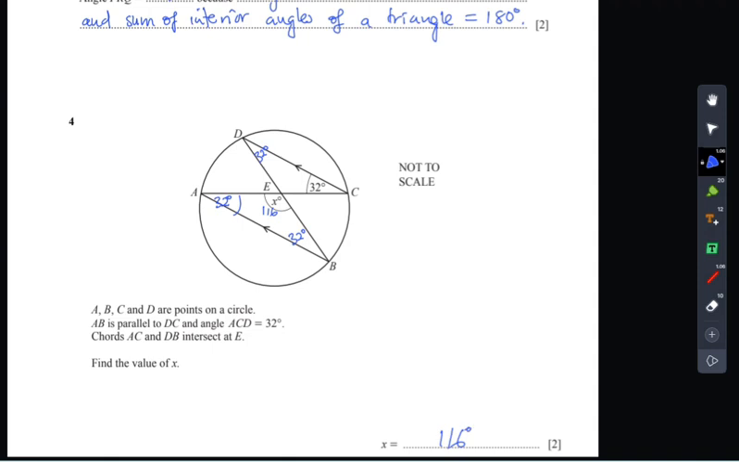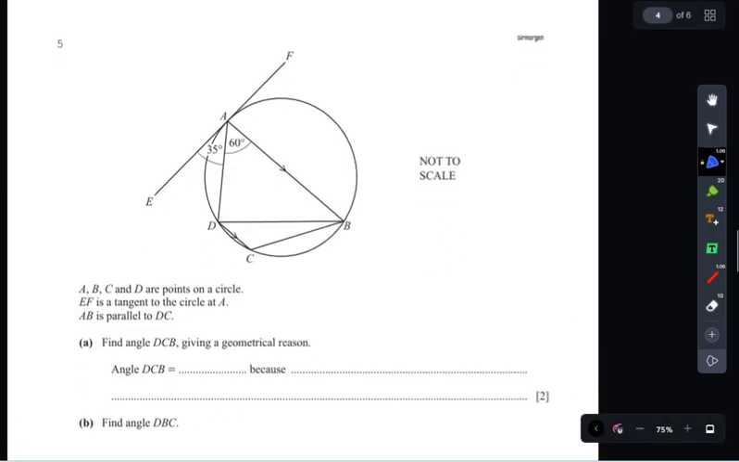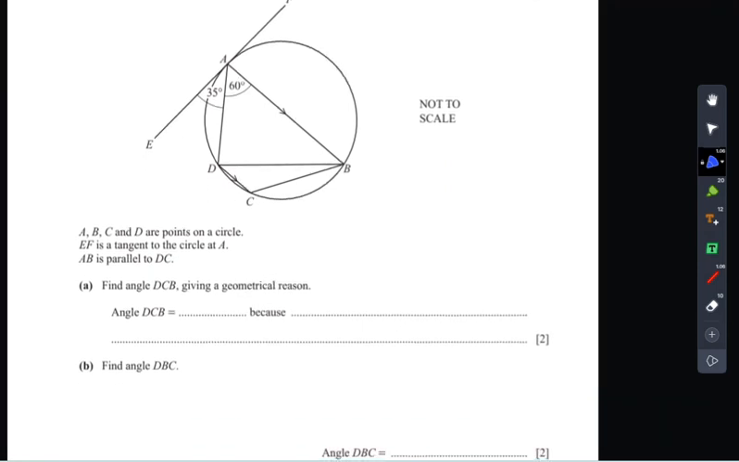Yeah, you must be careful sometimes. Be extra careful there. Right, there we go again. There are some parallel lines here, but there's a cyclic quad. We have a tangent there. Quite interesting. Right, so A, B, C, D are points on a circle. EF is a tangent to the circle at A. AB is parallel to DC.